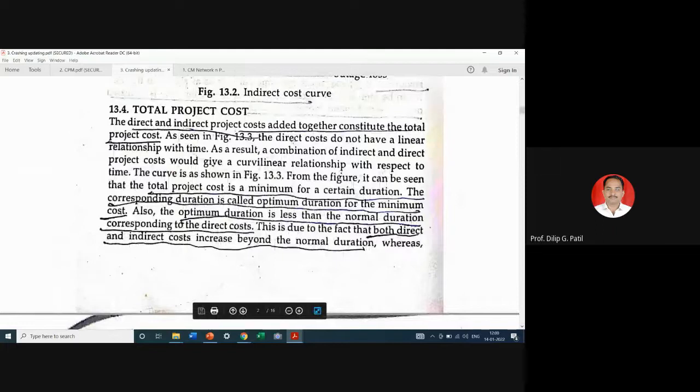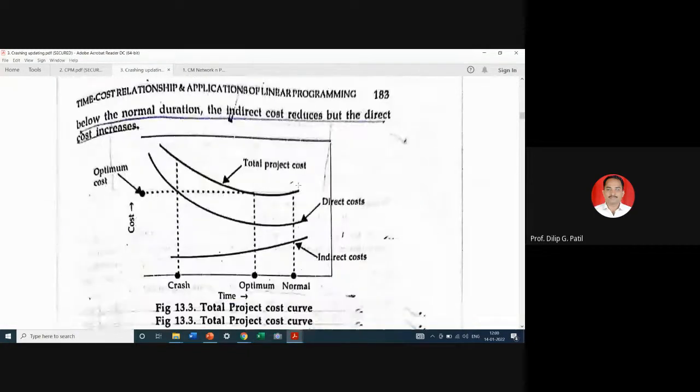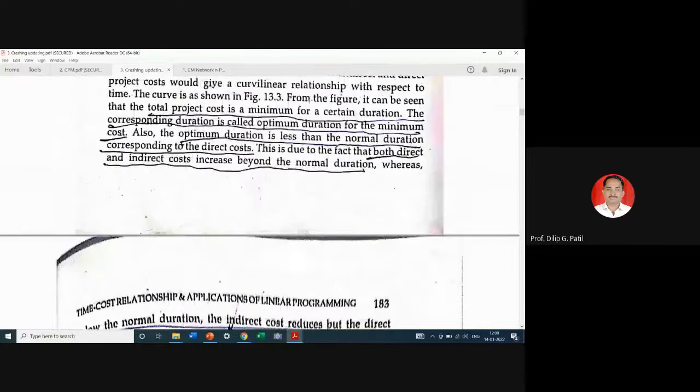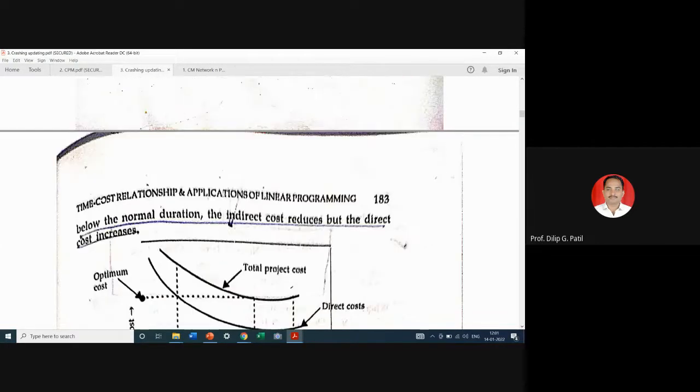So as shown in the figure 13.3, it can be seen that total project cost is minimum for certain duration. The corresponding duration is called optimum duration for minimum cost, and optimum duration is less than normal duration corresponding to the direct cost. This is due to the fact that both direct and indirect cost increase beyond normal duration, whereas below normal duration, the indirect cost reduces but direct cost increases.